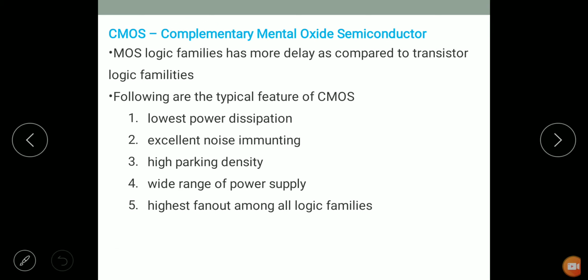Okay, next is the CMOS family, that is complementary metal oxide semiconductor. By mistake it is given as metal, but it is metal oxide semiconductor. MOS logic families have more delay as compared to the transistor logic families. Following are the typical features of CMOS: lowest power dissipation, excellent noise immunity, high packing density and wide range of power supply, and highest fan out among all the logic families.